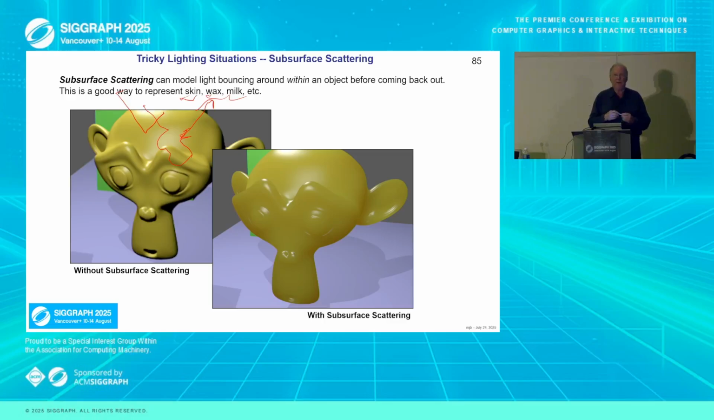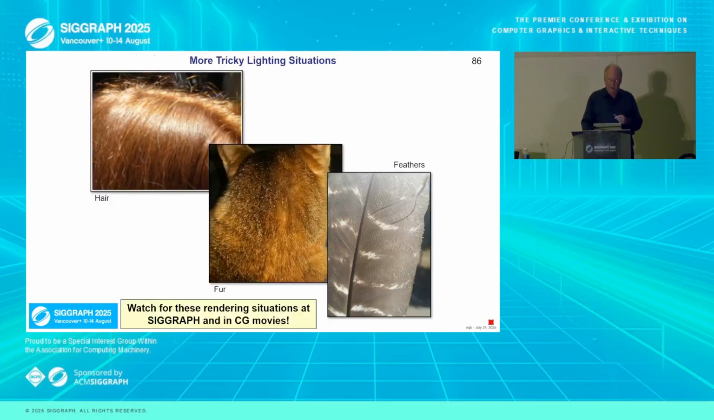And so that's a technique that models that in rendering called subsurface scattering. And so this is an object without it. This is an object with it. And you can see that this does look a lot more waxy than the first object. And there's a lot of other tricky lighting situations.